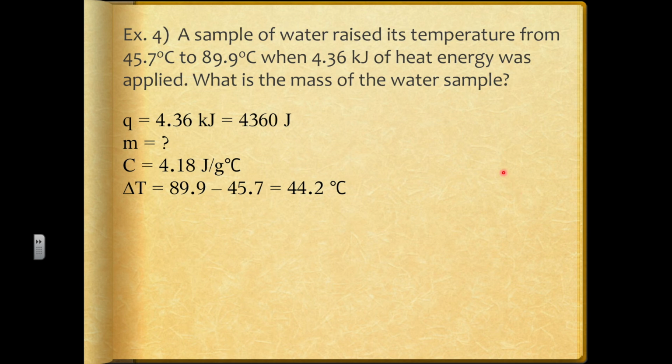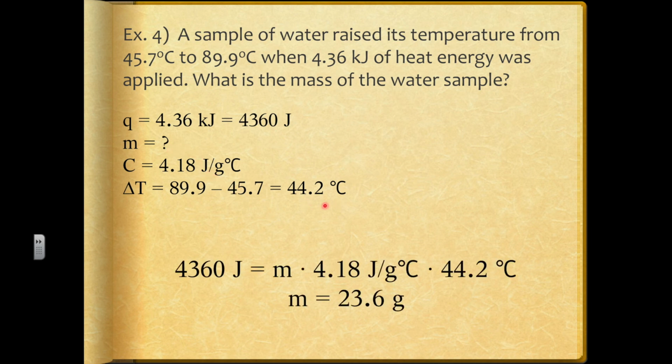So if we glean our information again, the big hitch here is we had kilojoules right here, but our specific heat of water is in joules per gram degree Celsius. So we need to make sure that our units match up. That's a trick that you see sometimes. I just want to make y'all aware. And then we have mass as our unknown, and we will put it all into our equation and then solve for mass, which is 23.6 grams of water. And now that seems to make sense.